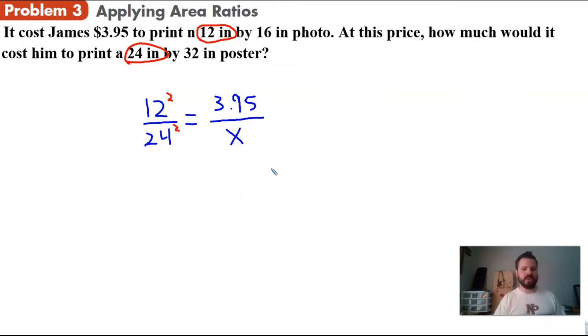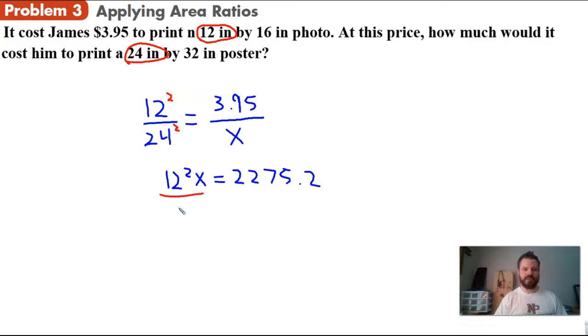And at this point, I can just multiply it the way I see it, cross multiply, x times 12 squared. I'm just going to call it 12 squared x. Show you how to save some steps on the calculator here. Okay, is equal to 24 squared times 3.95. When I plug that in, I get 2275.2.